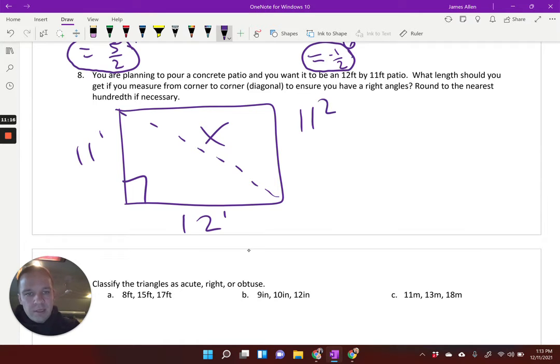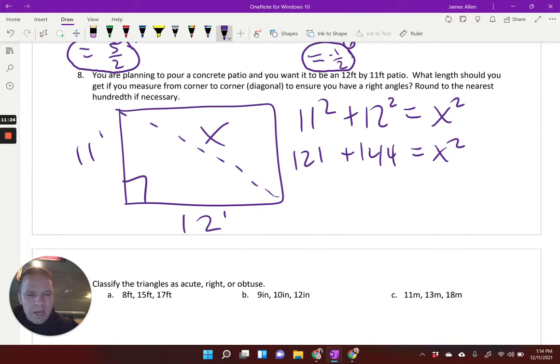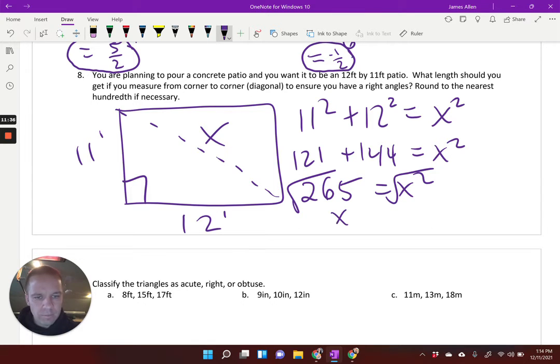Pythagorean theorem it is. 11 squared plus 12 squared equals x squared. So 121 plus 144 equals x squared. That's going to be 265. Now I really need that calculator because I've got a square root on both sides. So square root of 265 gives me 16.278. So 16.3 feet.